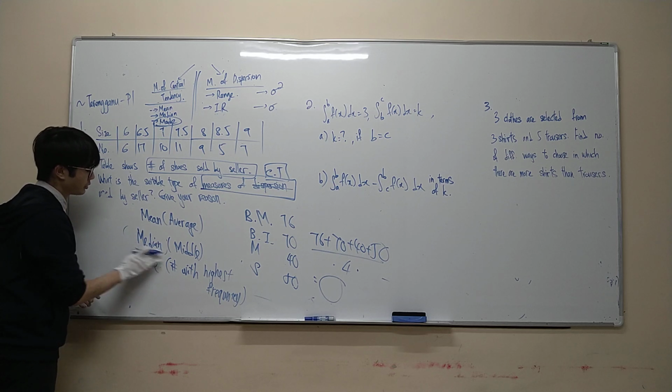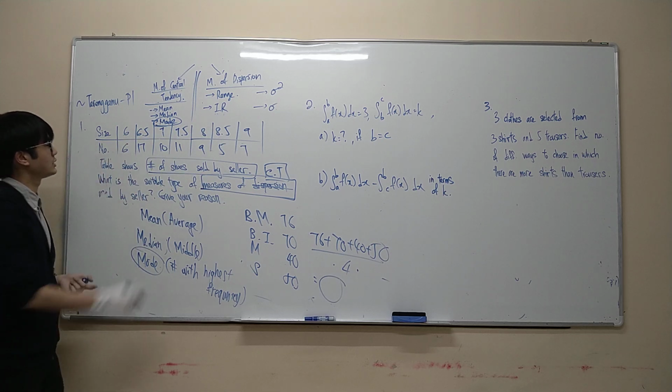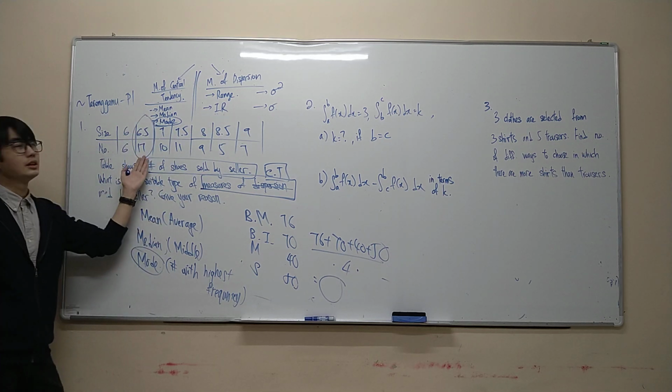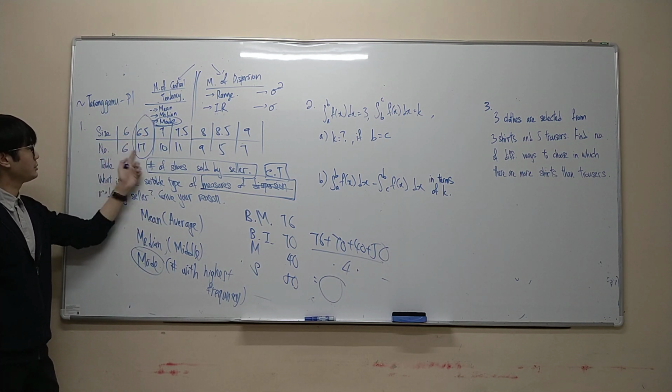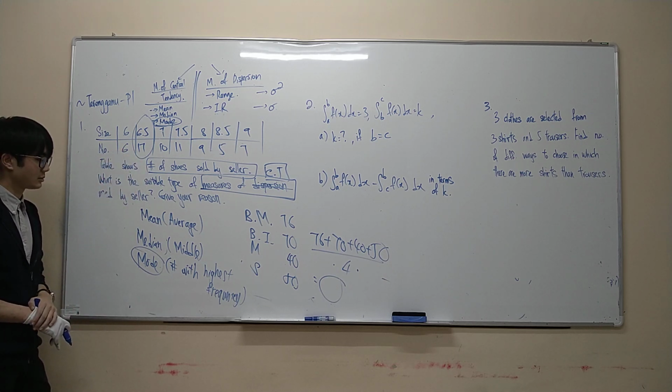So finding the median is also not a good idea. So the answer here should be mode. It means that you are choosing the shoe size with the highest frequency. So for example, this will be the mode. The size will be 6.5, the number 17. So the answer is mode.